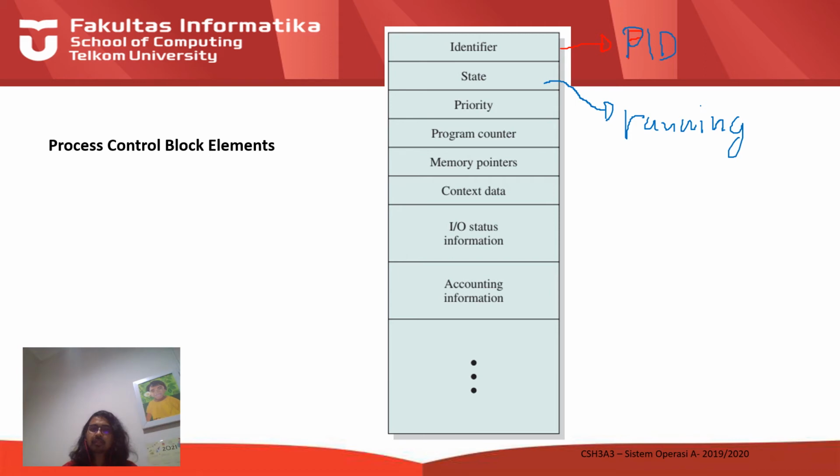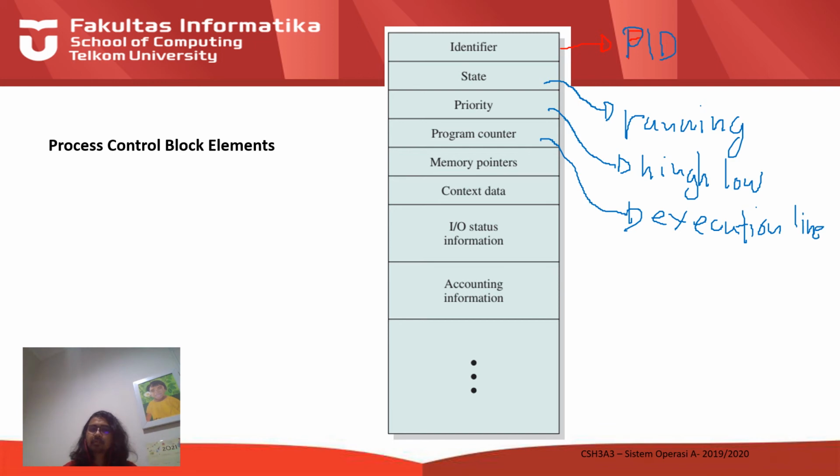And priority, a process can have a priority, for example, high or low, or other priorities. And then program counter, as you learned in COA, the program counter states which program line the execution is in right now, and that is what the program counter is all about. And then memory pointers. If the process has data, the data is stored in the memory. The information is in the memory pointer. So data information.